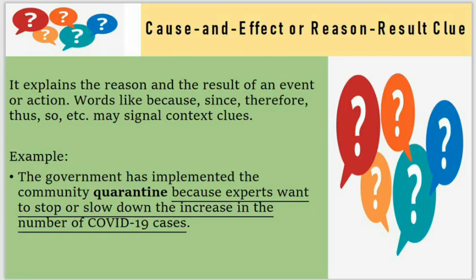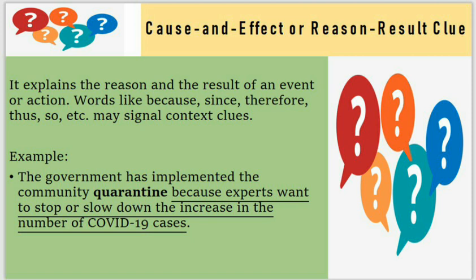Cause and effect or reason-result clue is the next type of context clue. It explains the reason and the result of an event or action. Words like because, since, therefore, thus, so, and so on may signal context clues. Example: the government has implemented the community quarantine because experts want to stop or slow down the increase in the number of COVID-19 cases.